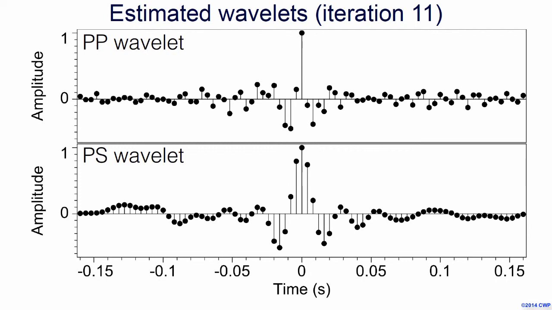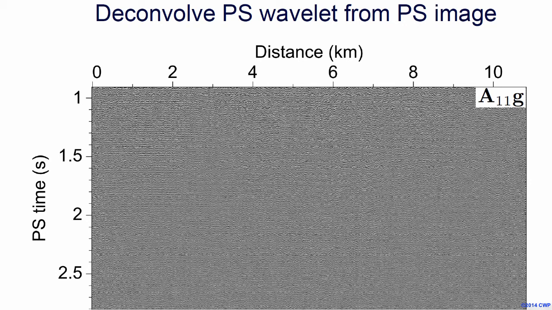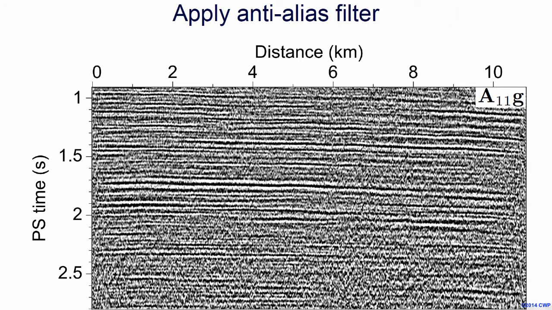So next I want to show you what the warping with wavelets algorithm looks like if we use these PP and PS wavelets. So first we start with the PS image. Our next step is to convolve this PS image with the inverse PS wavelet. Now you probably don't see much in this image because there's an abundance of high frequencies. So I'm going to split up the squeezing operator S into its anti-aliasing and squeezing parts. Here's the anti-aliasing part, and here's the squeezing part.